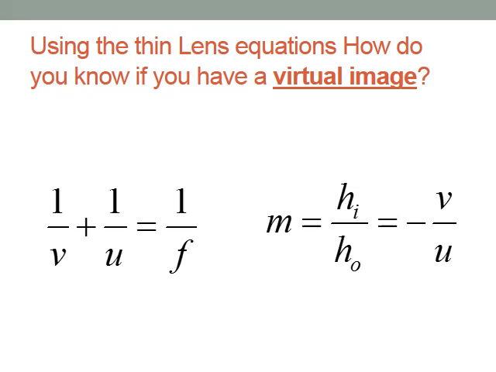How can you tell when you use the thin lens equations whether your image is a virtual one or not? The answer is that the image distance v will be a negative value if it's a virtual image, or a positive value if it's a real image.